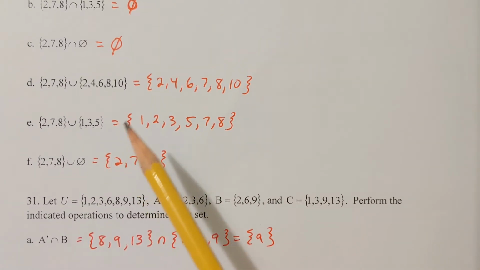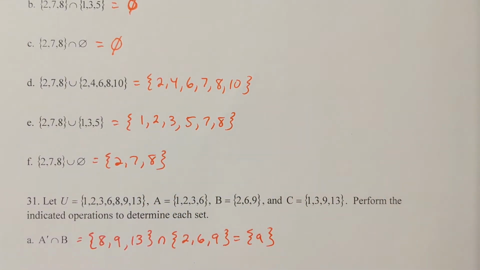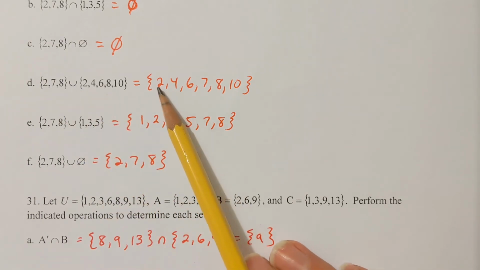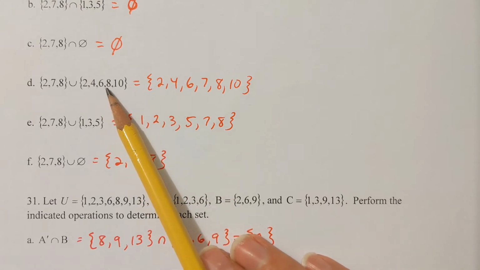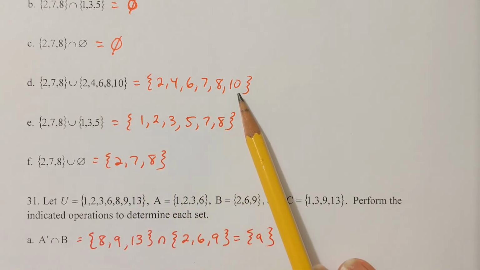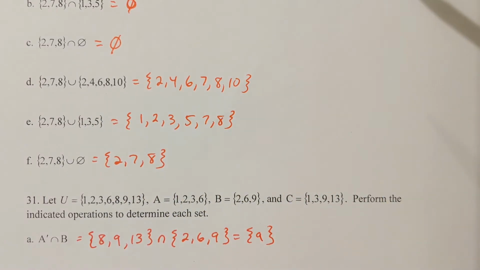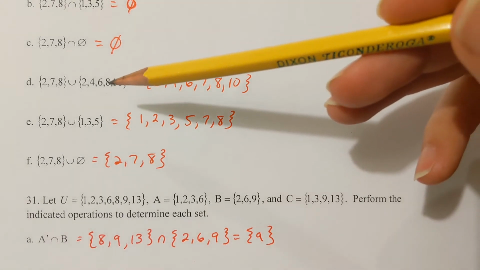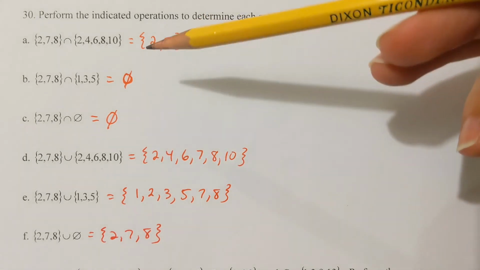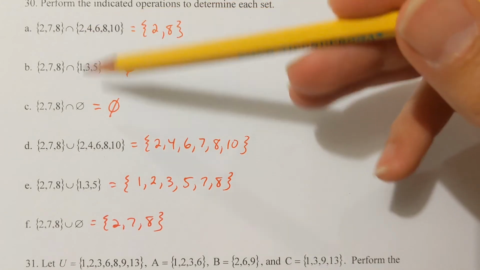Part D. You got the set containing 2, 7, and 8 union the set containing 2, 4, 6, 8, and 10. Okay, union means that you're going to combine everything from the two sets. So if I combine these into one set, I got the set containing 2, 4, 6, 7, and 8, and 10. Now, the thing to notice here is that union and intersection are two different operations. You're going to get two different answers with the different symbol there.